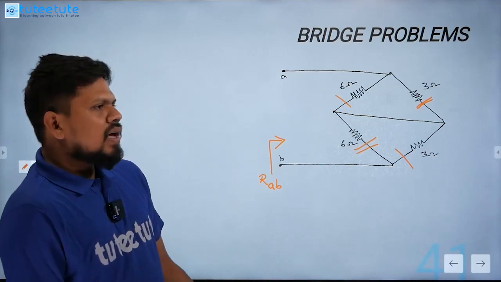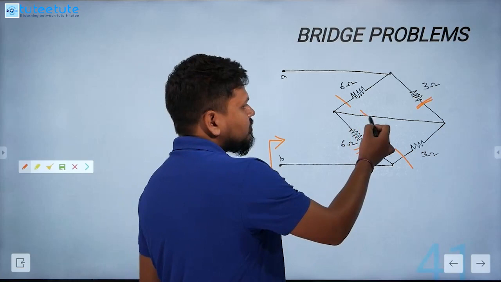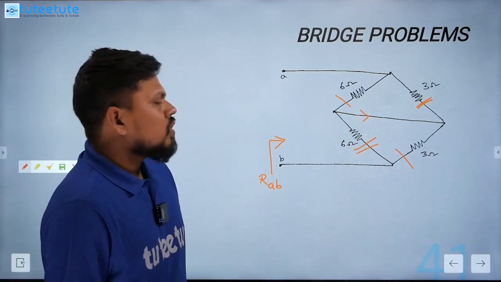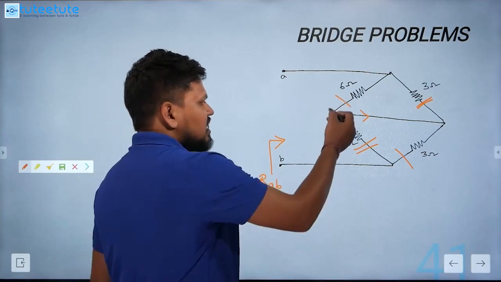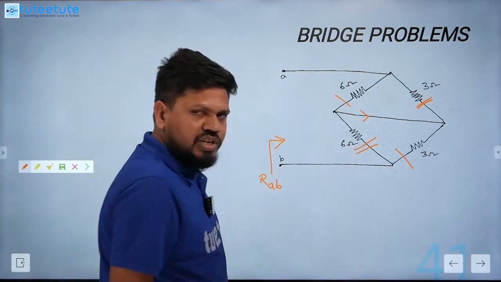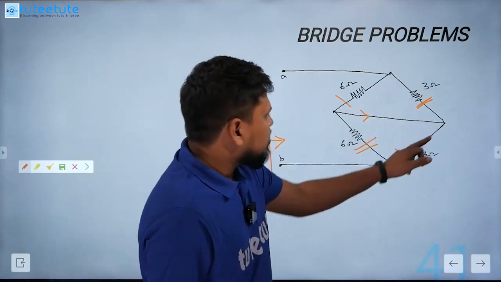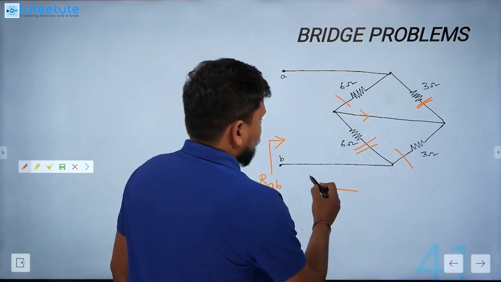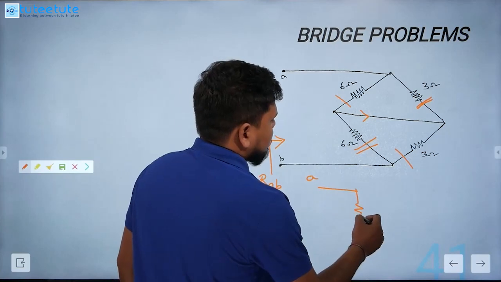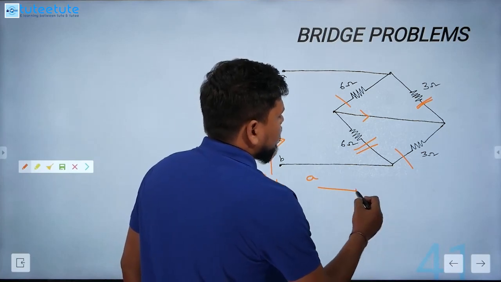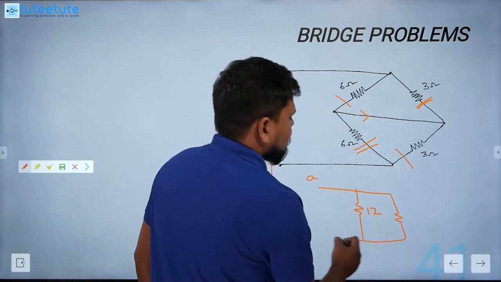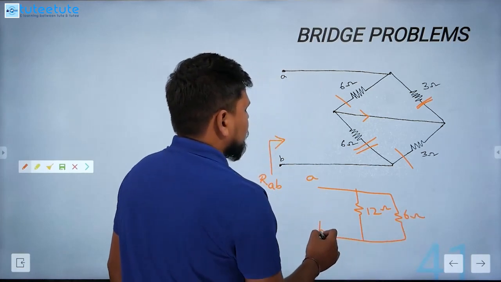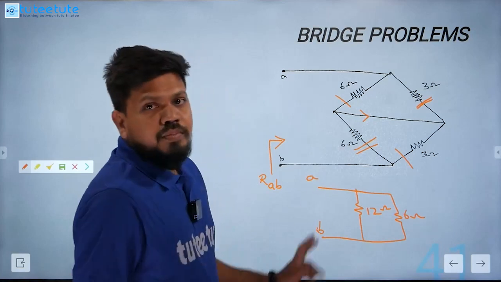Once the bridge is balanced, is there any current inside? No current is going inside. Once no current is going inside, 6 and 6 are connected in series. And similarly, 3 and 3 are connected in series. So we have to redraw the network between the terminals A and B. 6 and 6 connected in series, that is 12. And 3 and 3 connected in series, that is 6 ohms. So, 12 ohms and 6 ohms are connected between the terminals A and B in parallel.